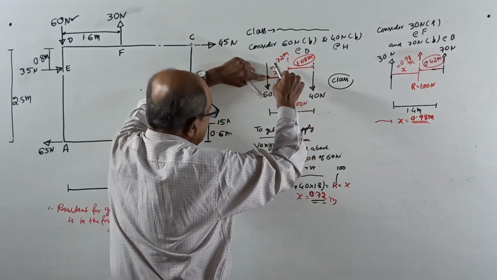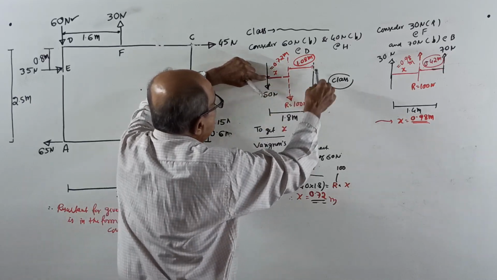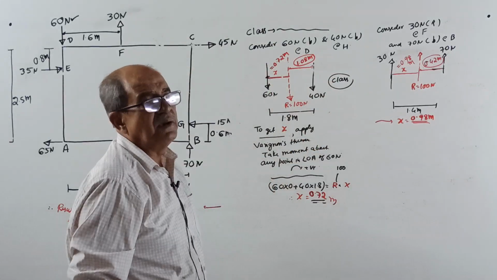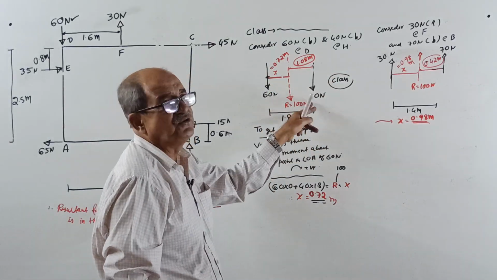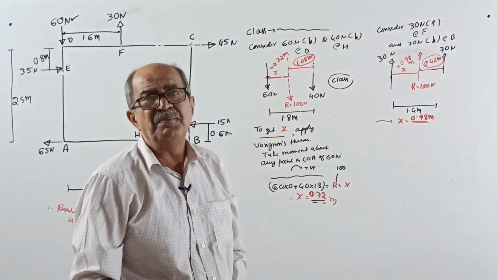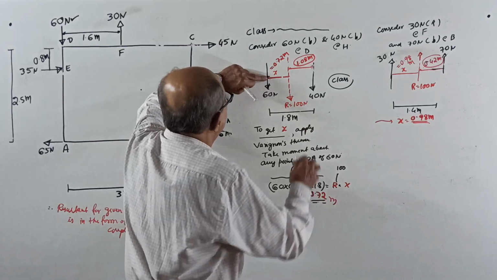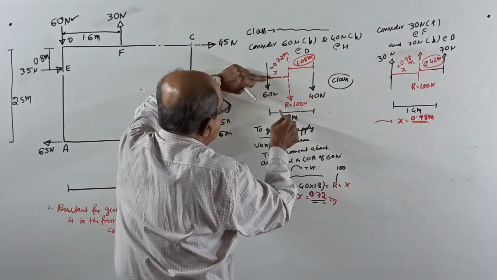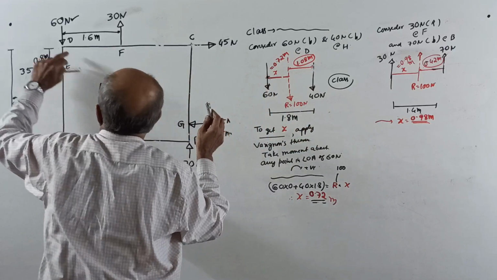The algebraic sum of moments of the force system, the two forces, about any point equals the moment of the resultant about the same point. So 60 into 0 plus 40 into 1.8. How did we get 1.8? See correctly.